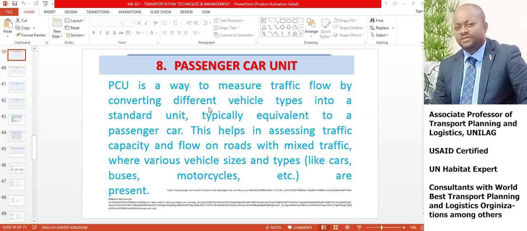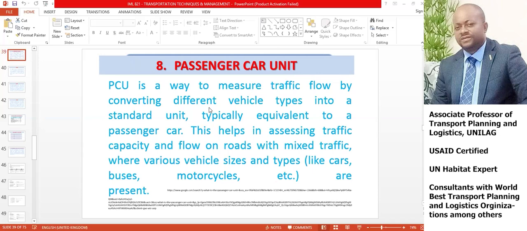equivalents to passenger car. What this does for us is that it helps us in assessing traffic capacity and the flow on road, especially when you have mixed traffic where various vehicle sizes and types are present. So that is what the PCU does. In another explanation, it is a unit of measurement for vehicles on the road. We unify it to see it as a car at the end of the day. That's what the PCU does.